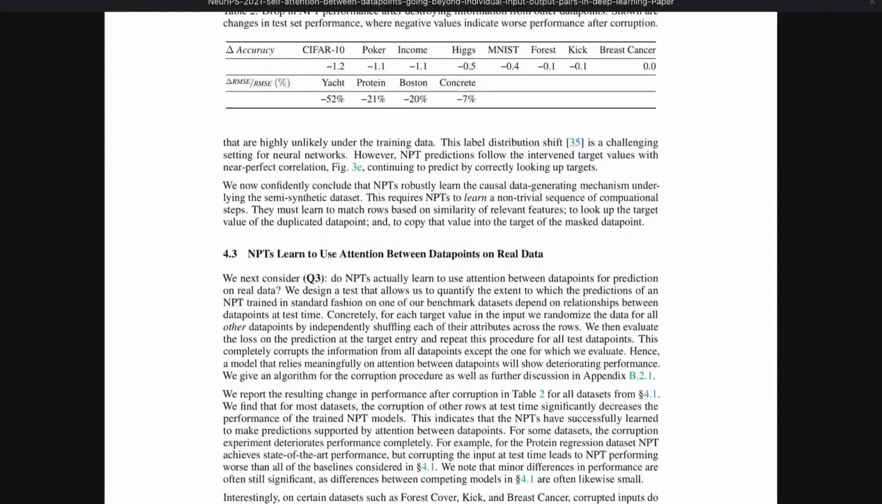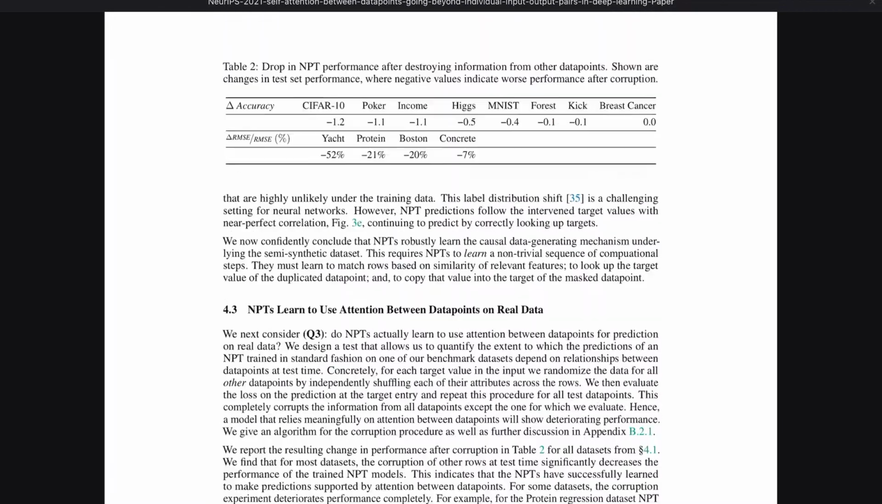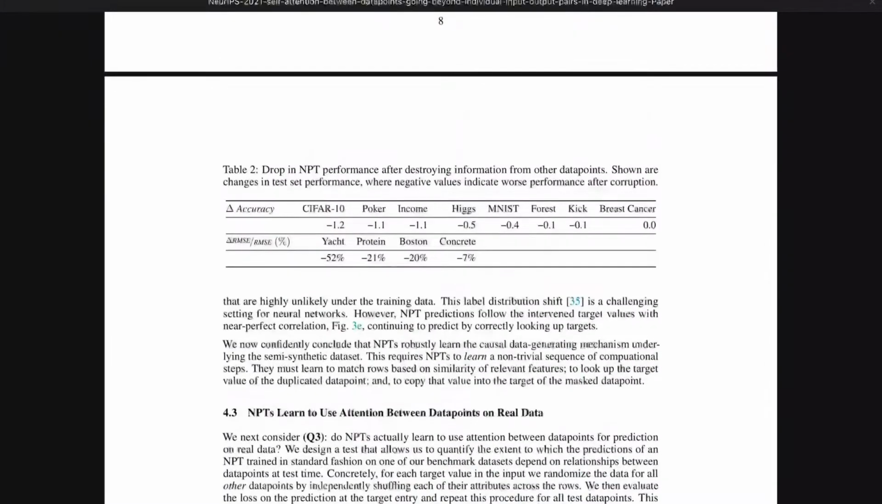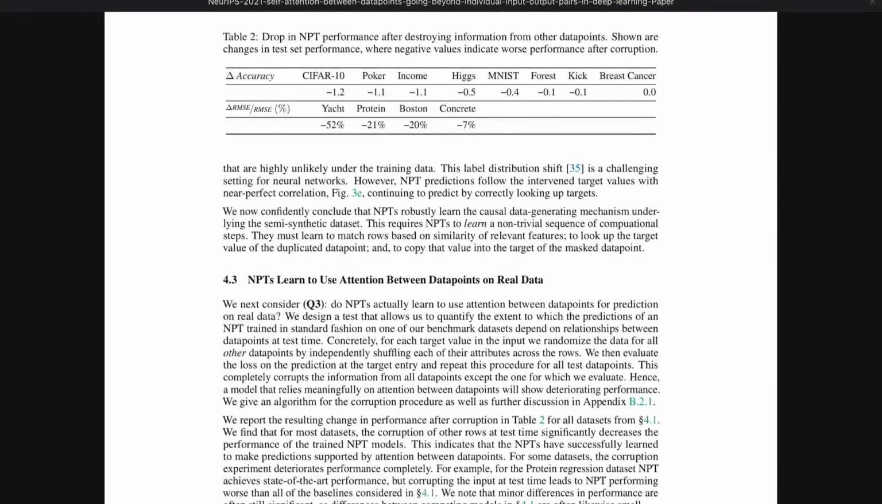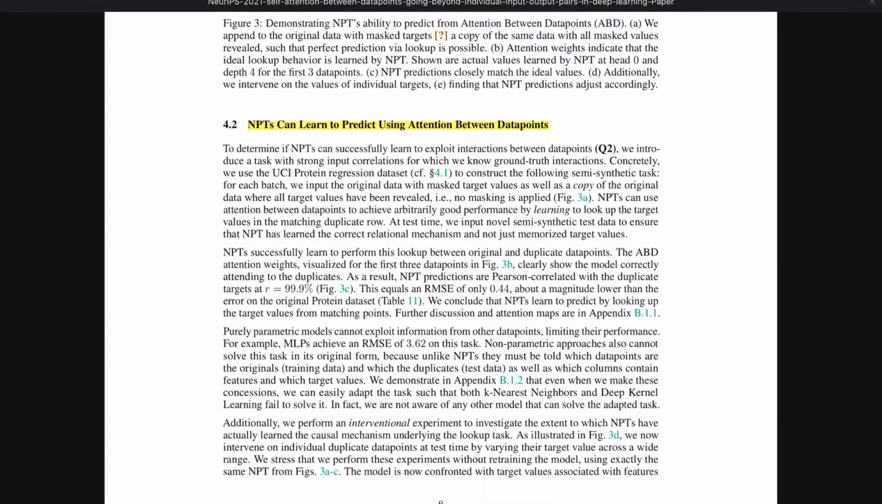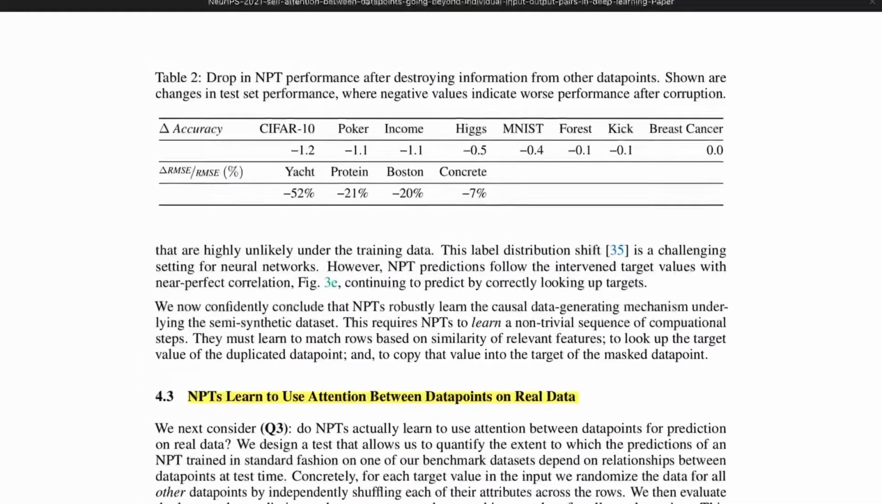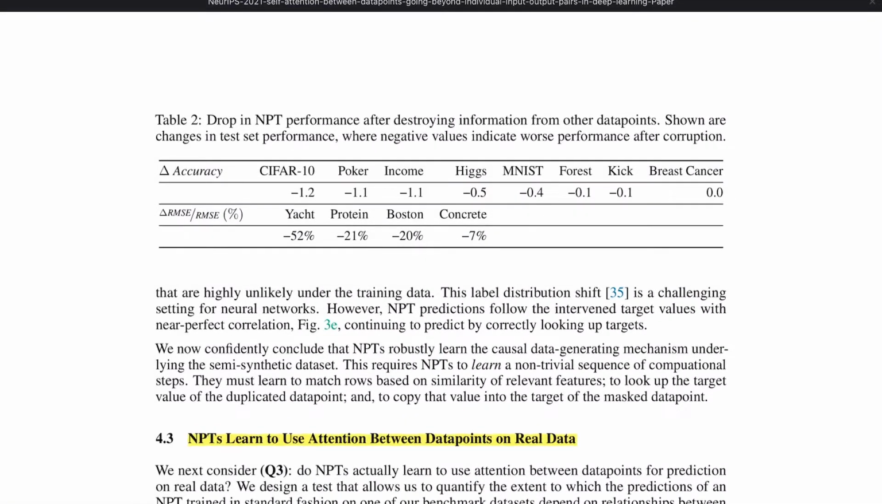Another interesting thing is that this is a very synthetic data set, very simple. It just shows that it's able to learn to use other data points. Here they checked whether it actually learns to use the data points on real data. And honestly, I think it's mostly not.